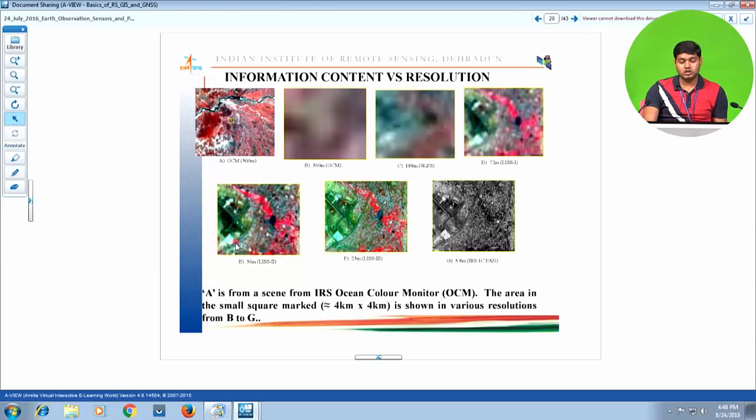If you know image interpretation, you can identify the features, but still you are not able to discriminate features very clearly. With 23 meter, you can see the spatial details are very clear. And then with 5.8 meter resolution, you can see the features are very clear compared to the previous images.